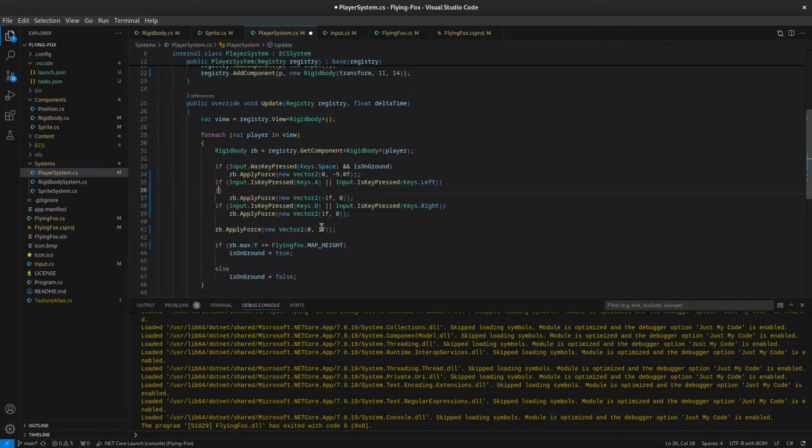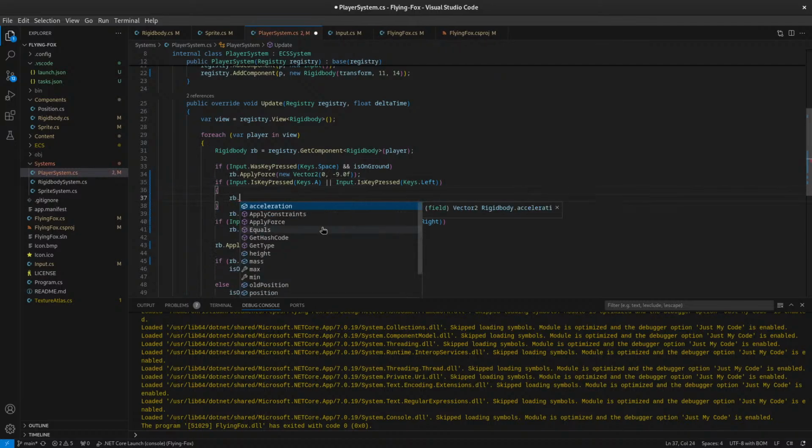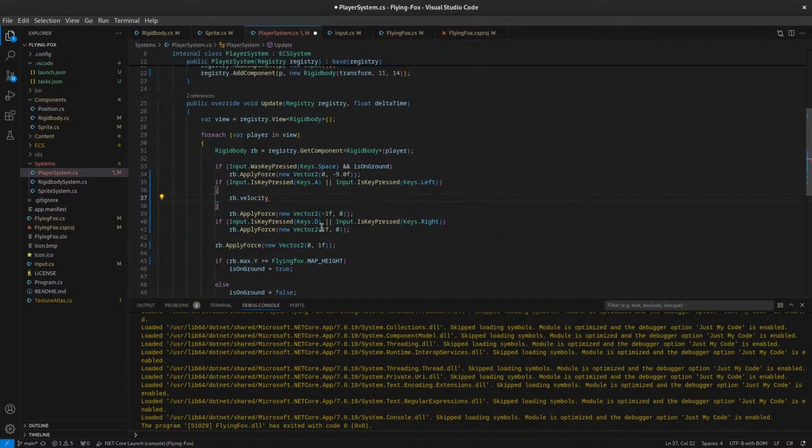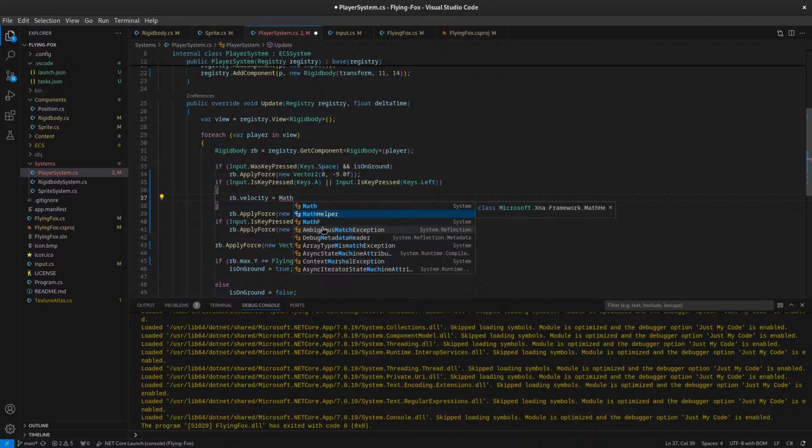Maybe that's not a good idea. Adding a force will change the acceleration. We want to limit the velocity. Let's check this first, if it's going to work. Velocity is equal to math. What's system math? I think math helper. What min?